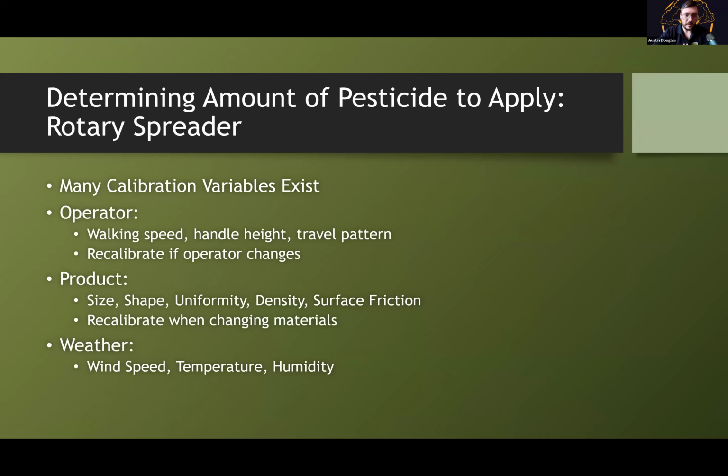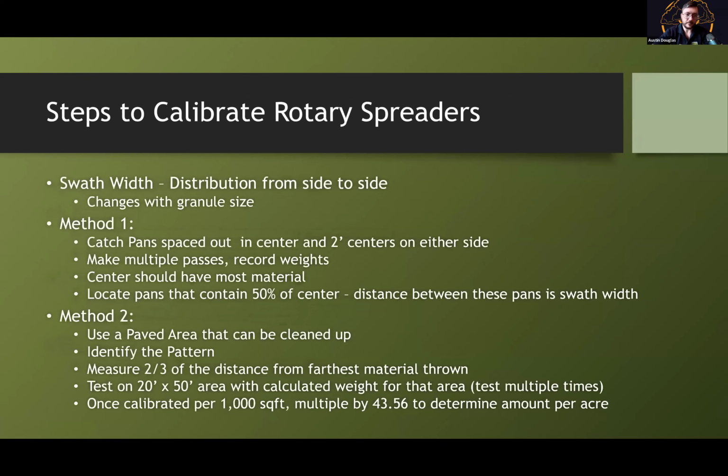Also, you can have wind speed, temperature, and humidity that affect certain things, right? If wind speed is high, it's going to blow granules, if they're really light, and you're going to get a different application. Temperatures and humidity can change things. If we're hot, we might walk slower. If the humidity is high, maybe granules are sticking together. So all of these things play a role in determining the calibration of a rotary spreader.